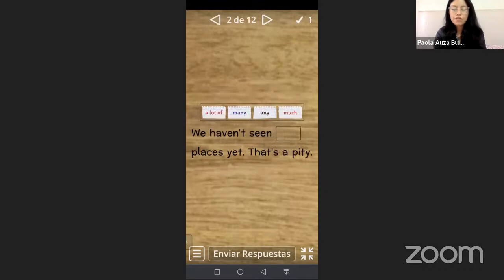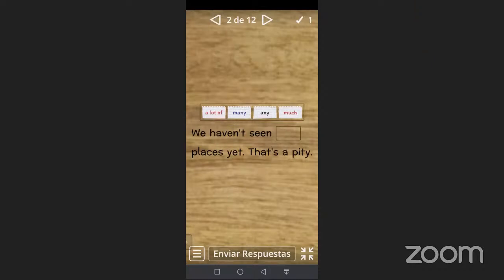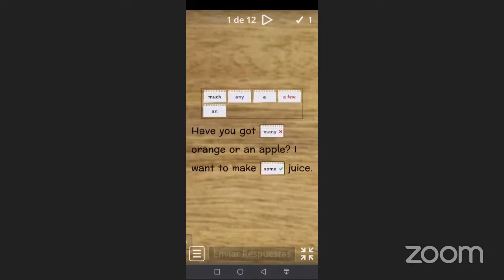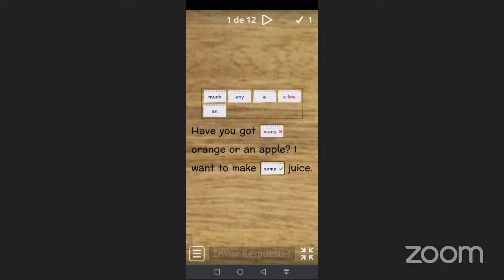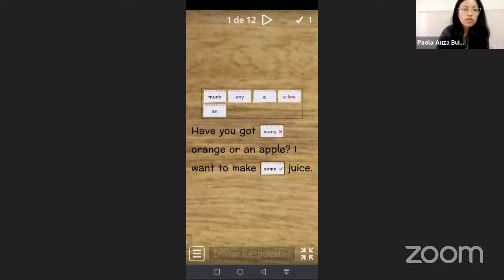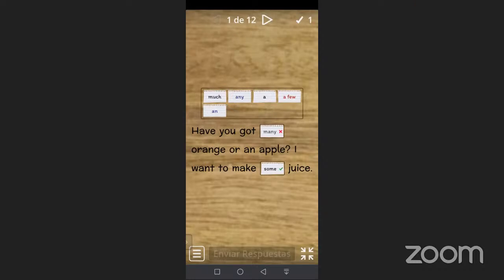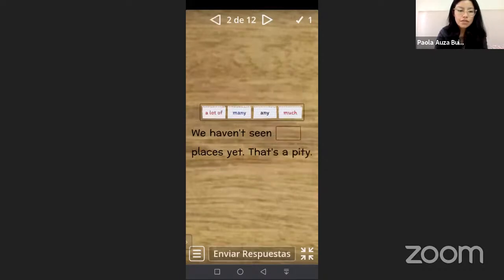We're going to see the response. Okay, what do you think? No problem. All right, you can go back. Have you got, in this case, I think any might be the correct one because it's a question. Have you got any orange or an apple? Have you got a few? Yes. Or an, no, I think it's just simply an. Have you got an orange or an apple? Just an. Okay, yes. An orange or an apple. That's it. All right. Next one.